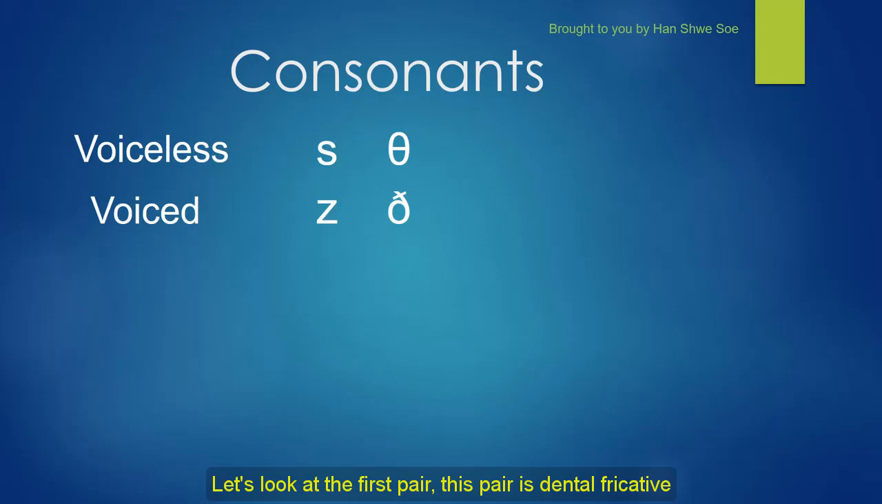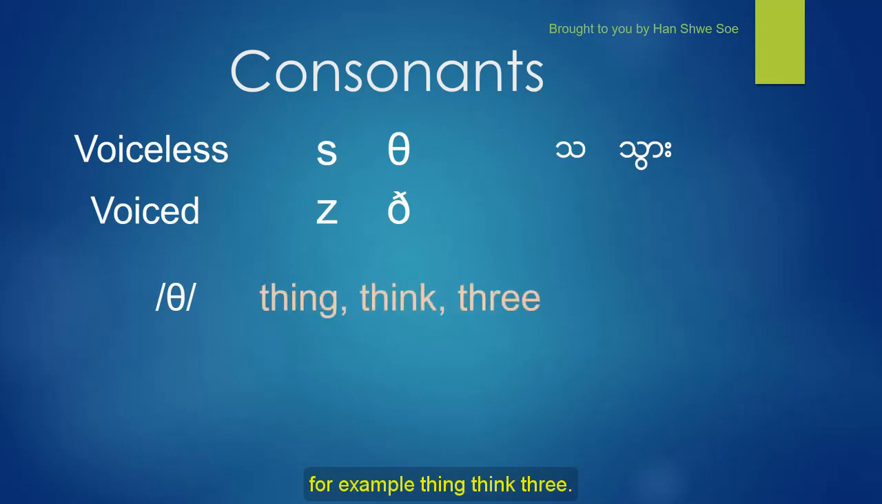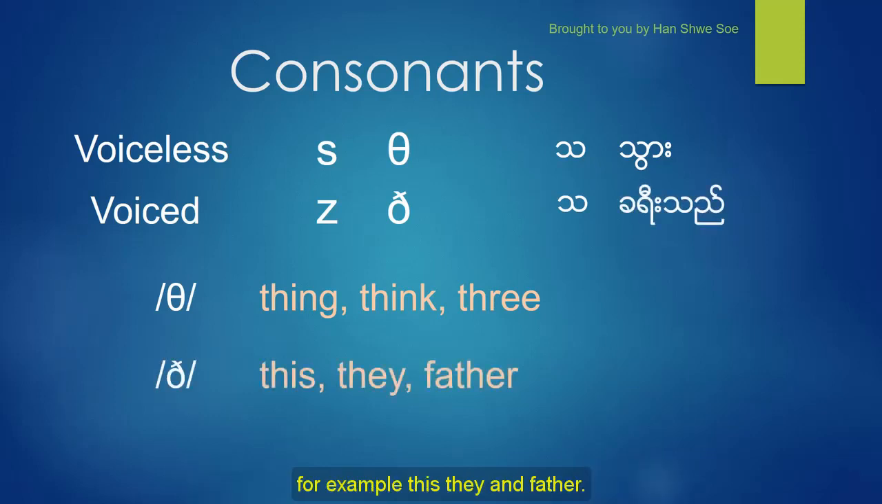This pair is dental fricatives, which is quite rare in most languages, but luckily we have a very similar sound, tha. The first one is voiceless, for example, thing, think, three. The second is also tha, but it's voiced, for example, this, they, and father.